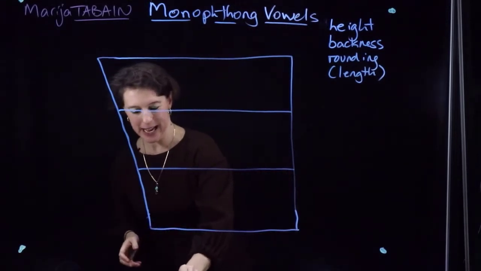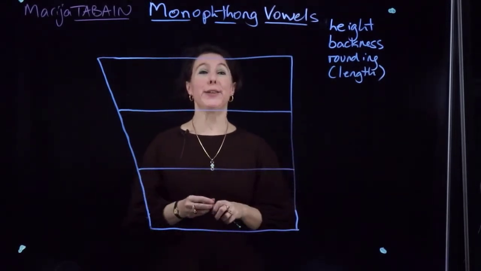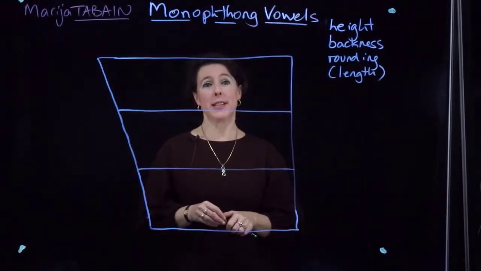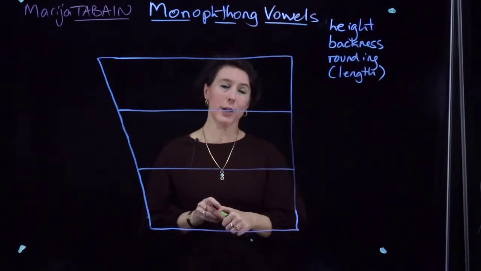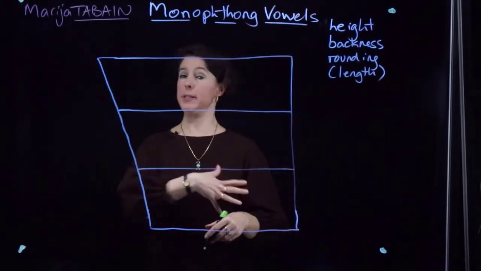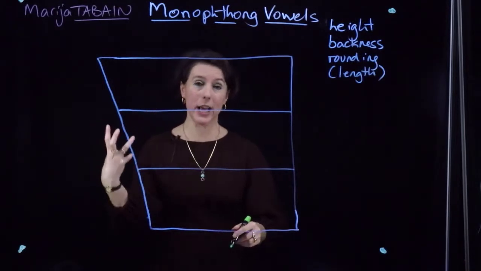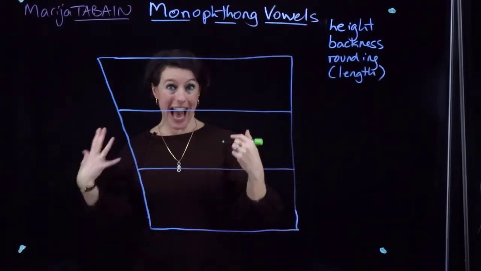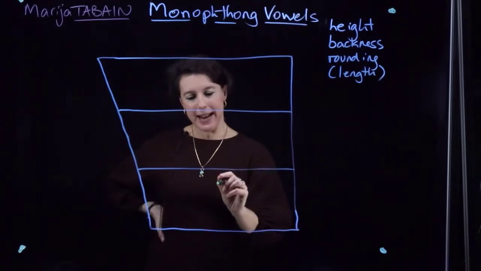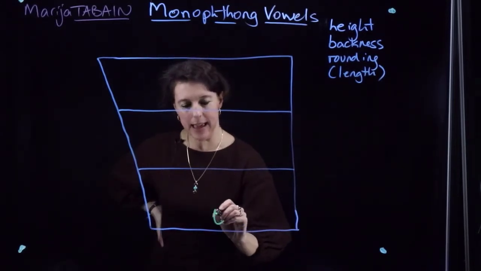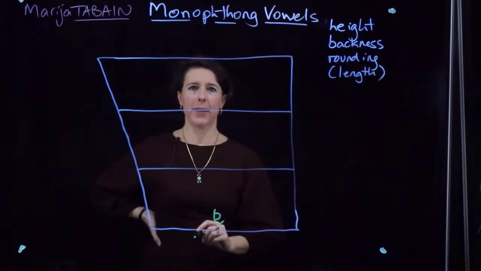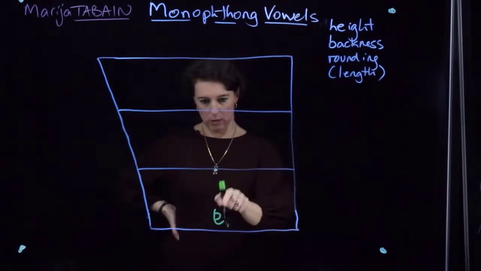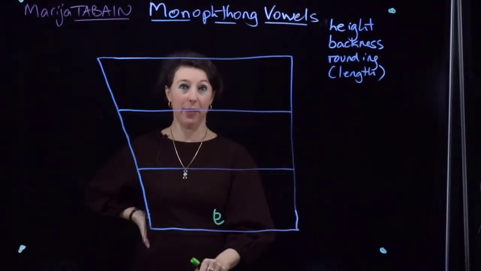Okay, so let's go. The most common vowel in the world's languages, it occurs in most languages, and in any given language it's the most commonly occurring vowel, is A. And the way we write A is like this. It's an upside down A. Okay? And we'll write that down there for now.